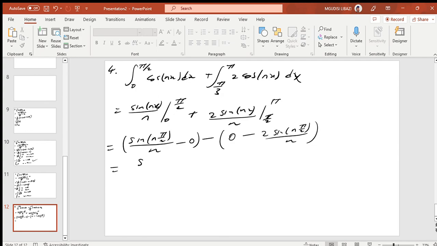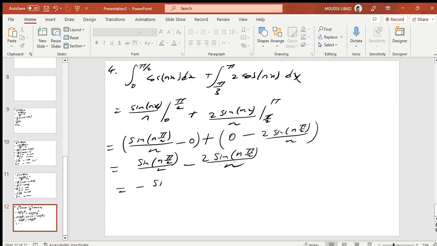So we're going to be left with sine of n pi over 2, and then divide by n, and then we have negative and negative. That should not be negative. So when we are substituting, this should actually be plus, because it was plus from the question. And then that should be minus 2 sine of n pi over 2, divided by n, and you can see that those are like terms.